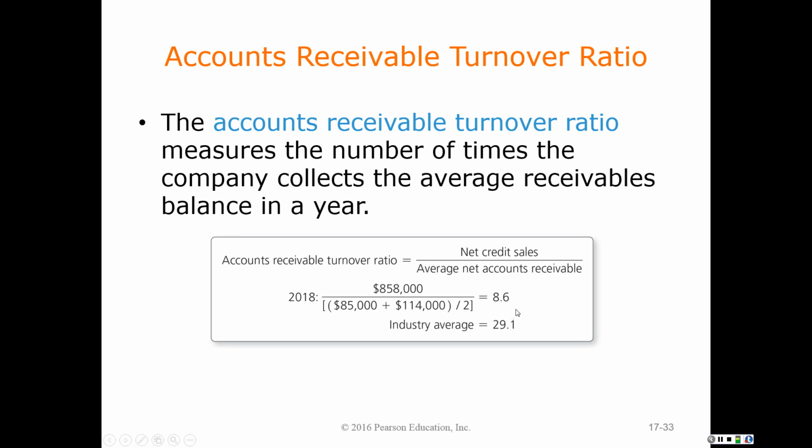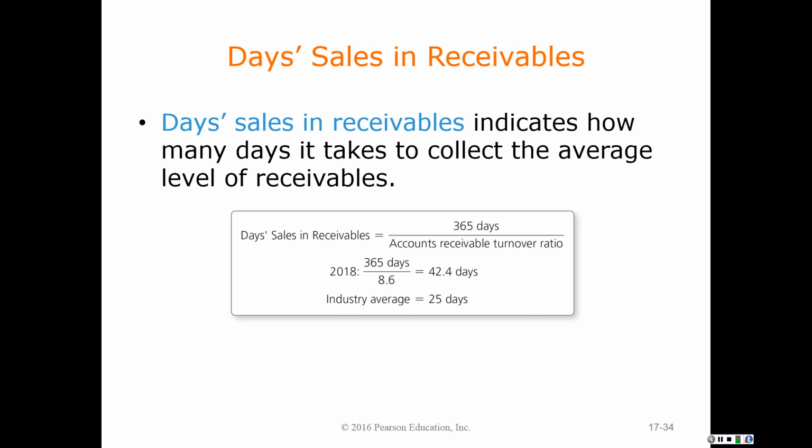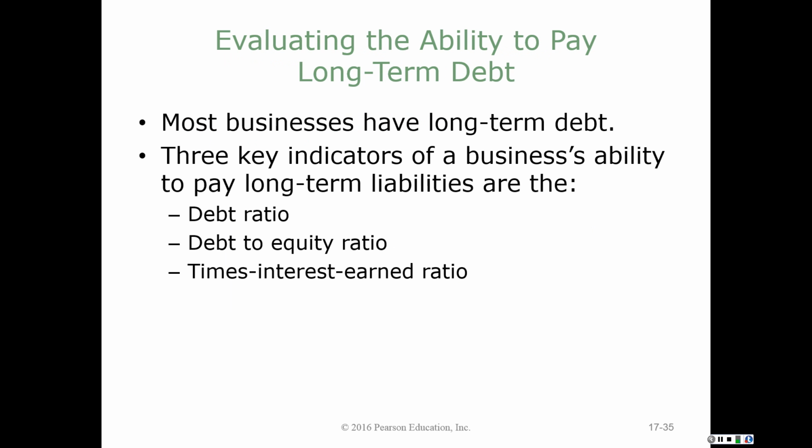So we would like to collect as quickly as we can, but we have to understand what decreasing this number could do to potential sales. And then we'll look at how many days our sales are out there in receivables. So this is simply our number of days in the year divided by the turnover ratio that we just calculated to show that on average we're collecting our receivables every 42 days. Well, what's our policy? If our policy is 30 and it's taking us 42, this could be a problem. If our policy is 60 days and we're collecting in 42, then maybe we are pushing our customers too hard.